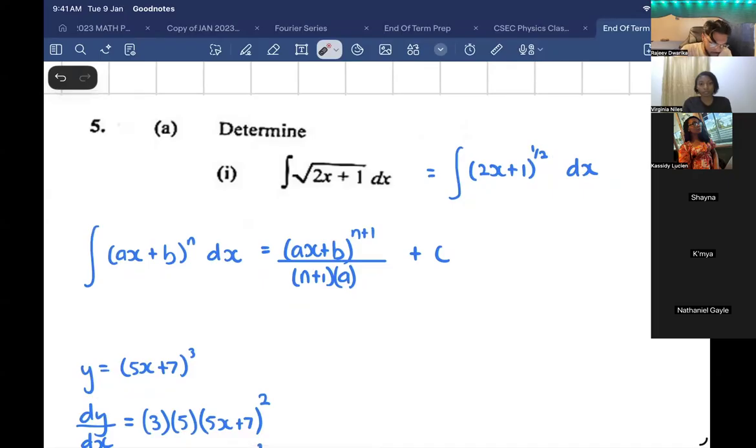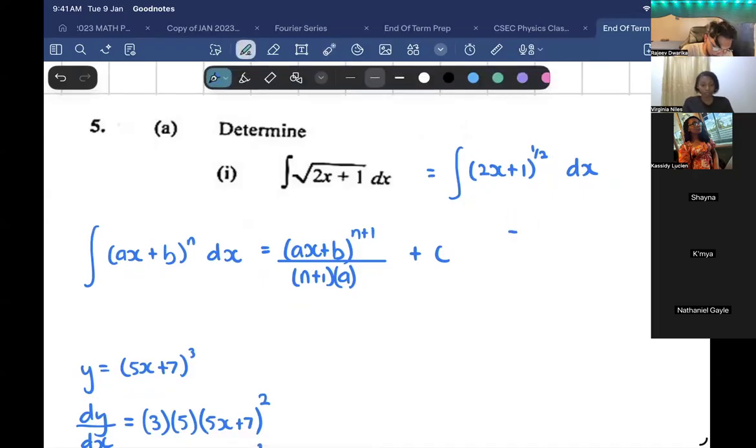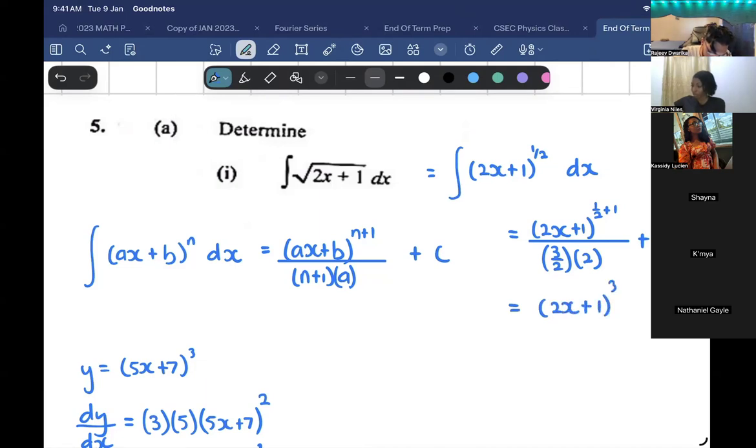Good. So let's do it now. You tell me what I should do. Okay, so you're gonna write back 2x plus 1, then add 1 to the power, so you'll end up with 3 over 2. You're gonna put that over 3 over 2 multiplied by 2. That's literally it. Don't forget the plus c. So that's 2x plus 1 to the power 3 over 2. What's 3 over 2 by 2?